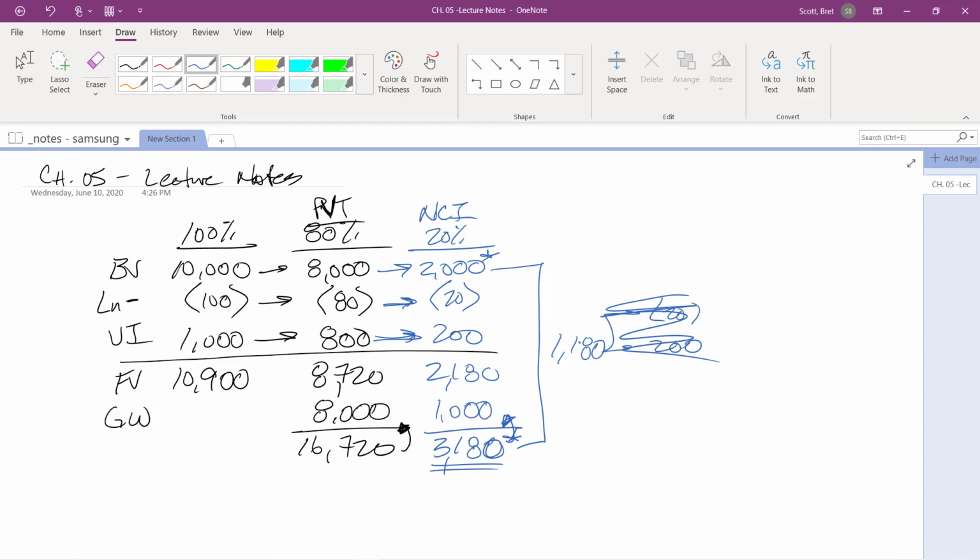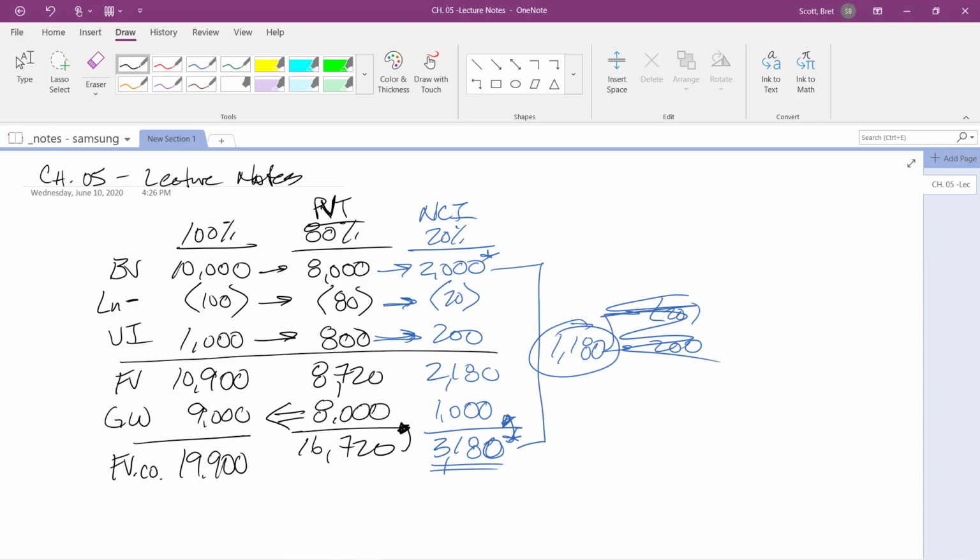Now, again, the NCI folks don't care about how that 1,180 is broken out. This is just for our calculation purposes. So we're not really consulting the NCI folks about what's going on in the blue column. But if we determine those are the goodwill portions, we figured out that the overall goodwill in this case must be $9 million. So the overall fair value of the subsidiary is $19,900.